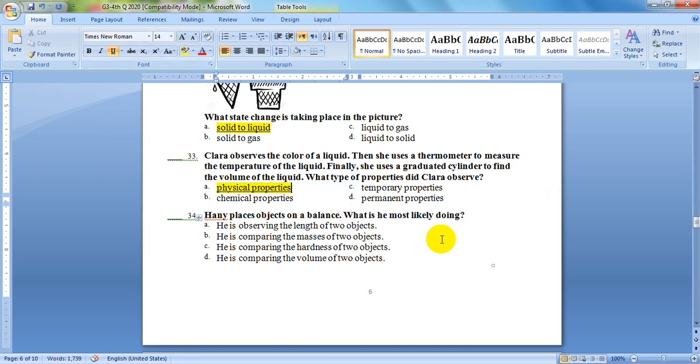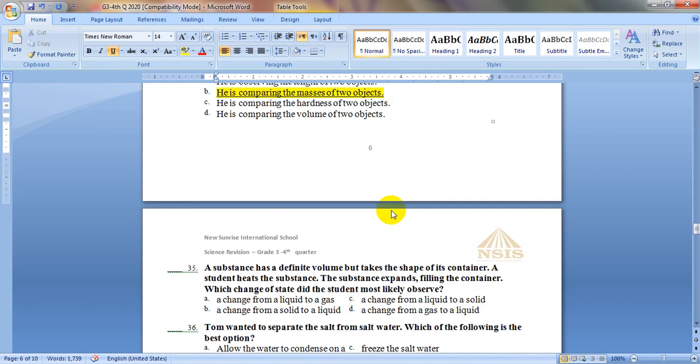34. Hani placed objects on a balance. What is he most likely doing using a balance? He is observing the length of two objects. He is comparing the masses of two objects. He is comparing the hardness of two objects, or he is comparing the volume of two objects. Using a balance to measure or compare masses. So the answer here will be letter B. He is comparing the masses of two objects.